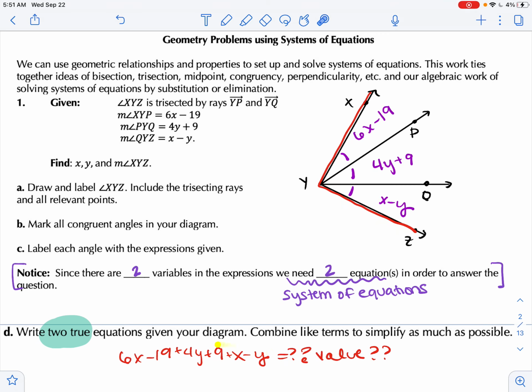All we've done here by combining these expressions is write an expression that describes the entire angle using the expressions that describe the smaller angles. So this is not going to help us, again, because we have nothing to set it equal to. Sure, we can combine like terms and simplify this expression, but because there is no value to equate it to, this isn't going to help us build an equation that will help us find x and y. So I'm going to back up and try again.